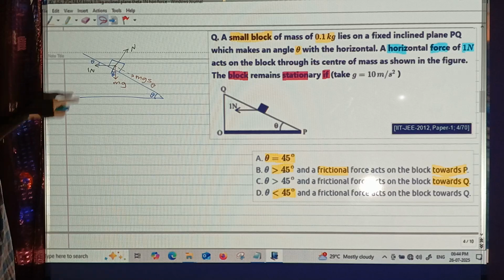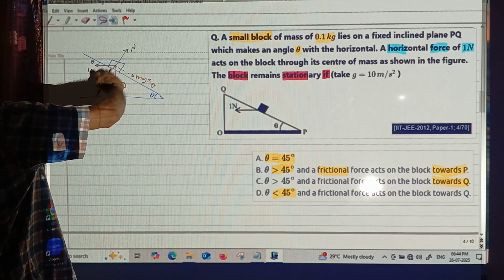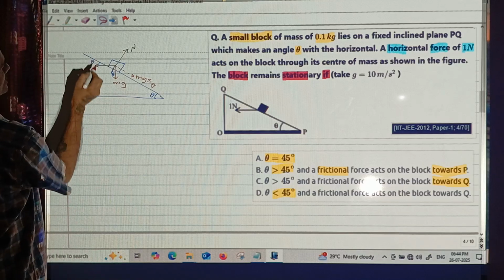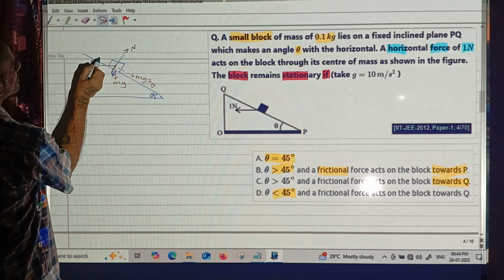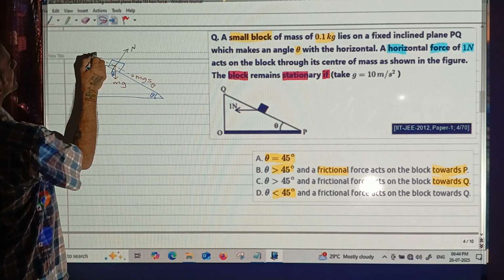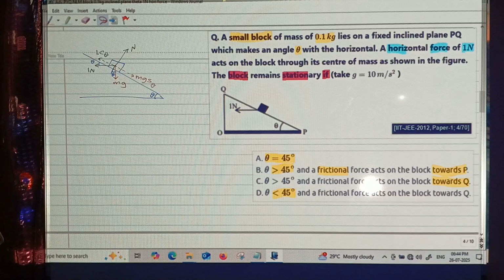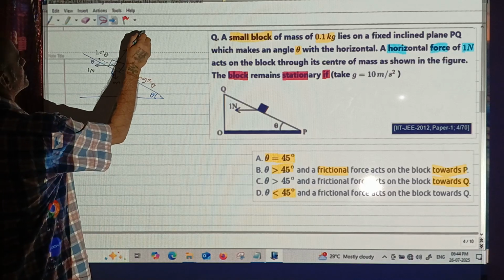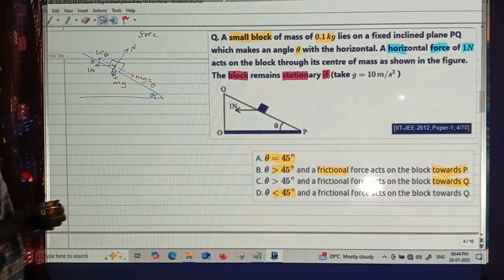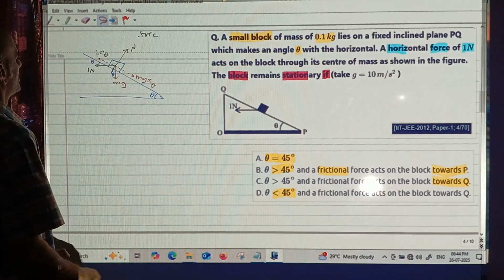And this 1 Newton applied force, 1 cos theta will be upwards and 1 sin theta will be normal to the plane. So in the upward direction, it is 1 cos theta. So along the plane there is no other force. Of course there is friction force. Okay, so leaving out the friction force, these are the two forces.